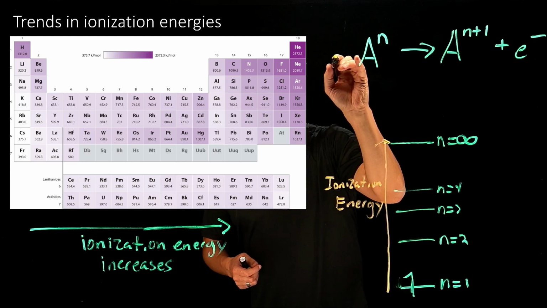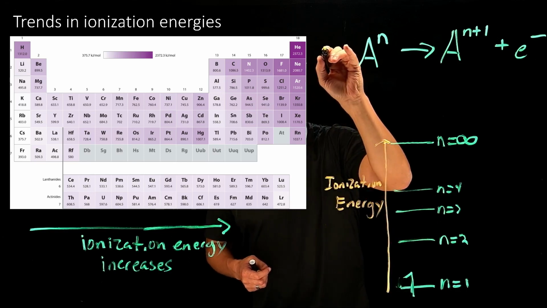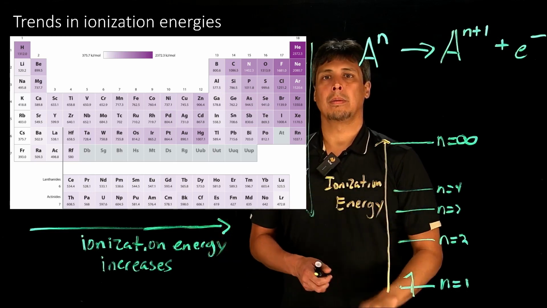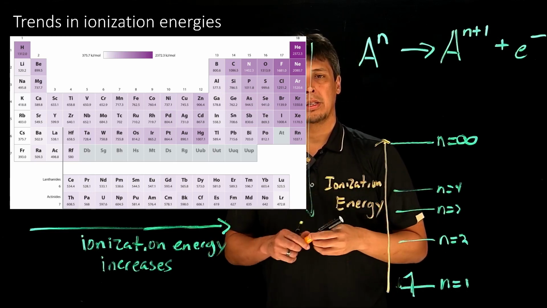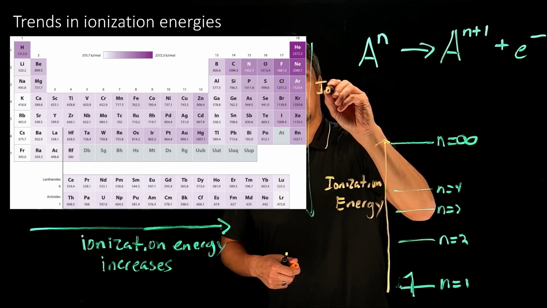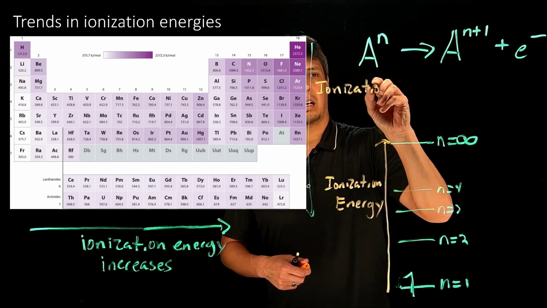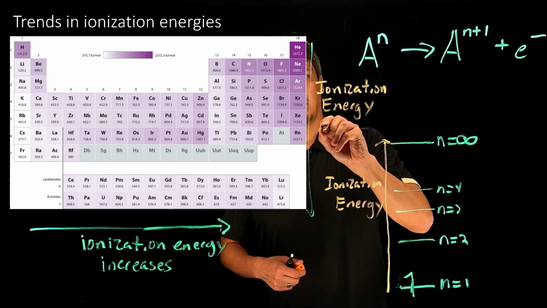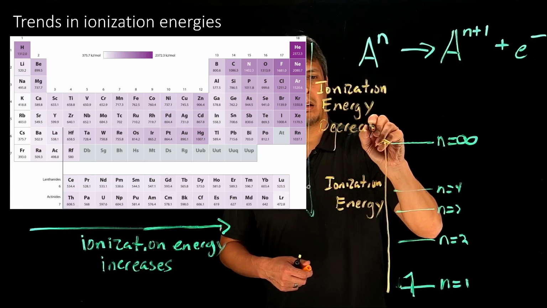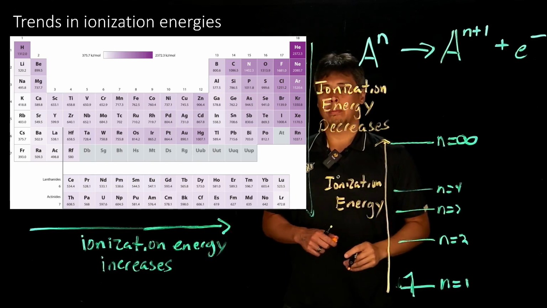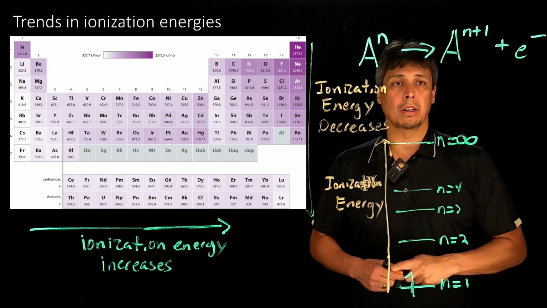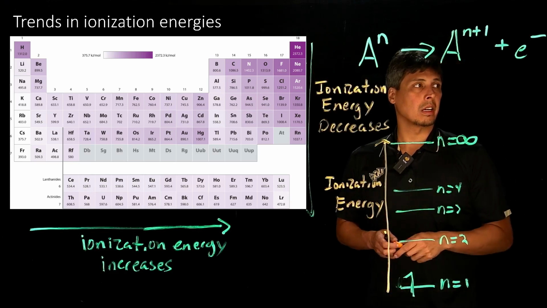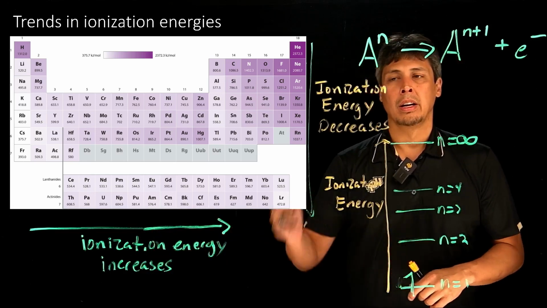Versus if we go down a group, ionization energy decreases down a group. All right, and we're going to come back, in the next couple of videos, to explain why we see these general trends in ionization energies across the period and down a group.